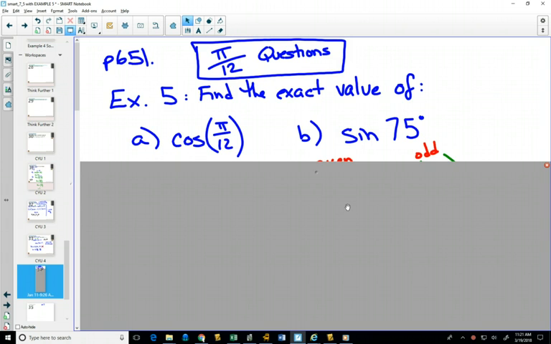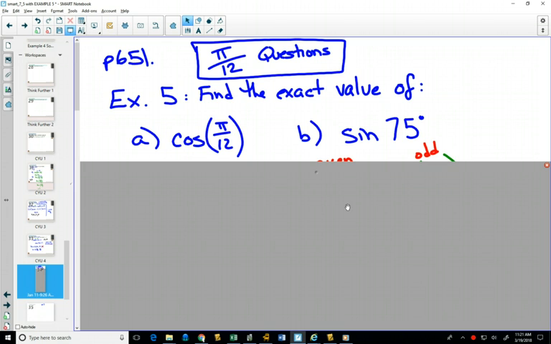So you will be able to figure out the exact value of cos of 15 degrees without your calculator, or sine of pi over 12 without your calculator. And the same thing goes with the angle between 60 and 90 degrees, which is 75. We're going to be able to figure out all of these pi over 12 questions now without our calculator.